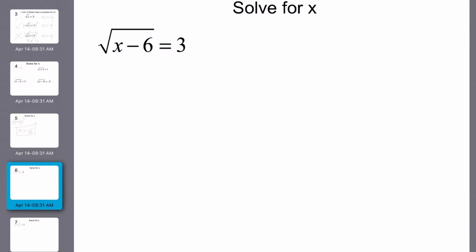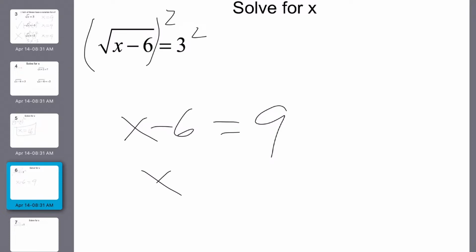Moving to the next slide, now we get a little trickier because it's not just x under the radical. So we're going to go ahead and square both sides. And we're going to get x minus 6 equals 9. And then we just solve for x. So 9 plus 6 gives us 15. And we plug that back in.